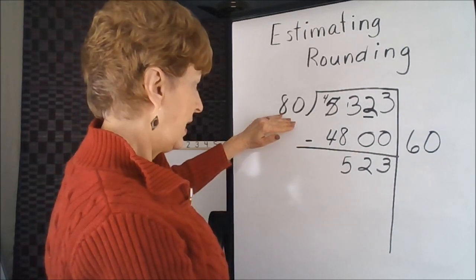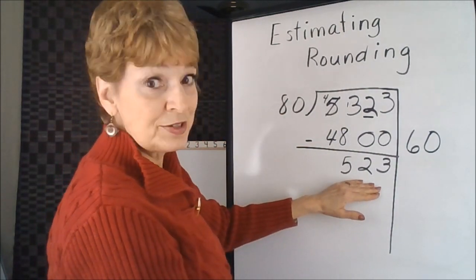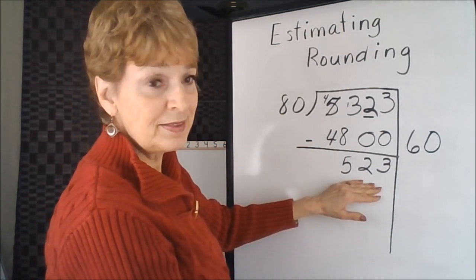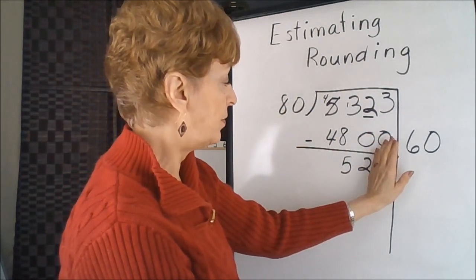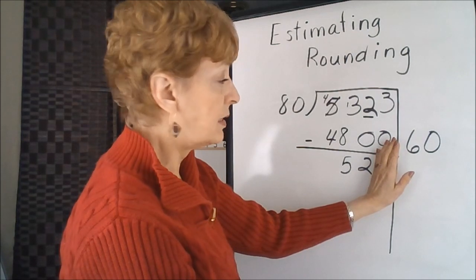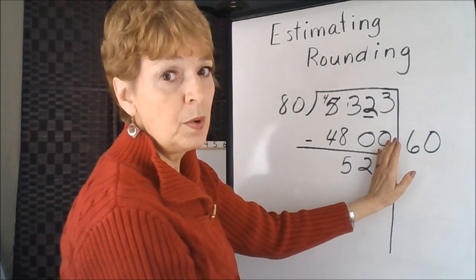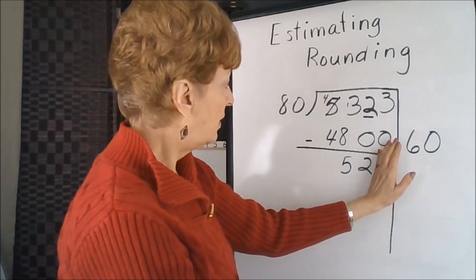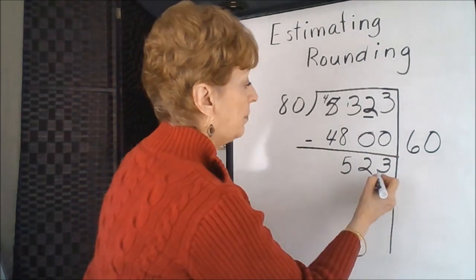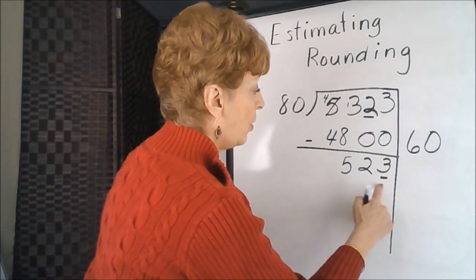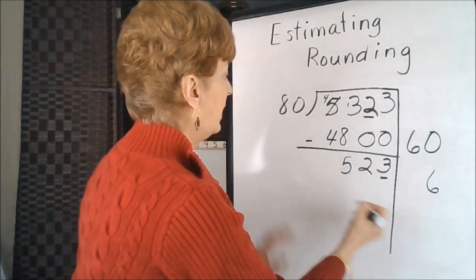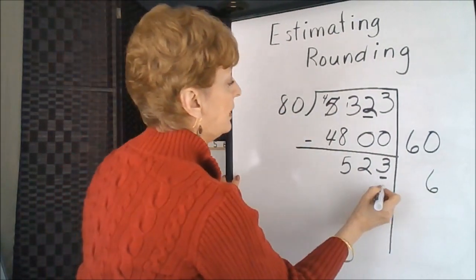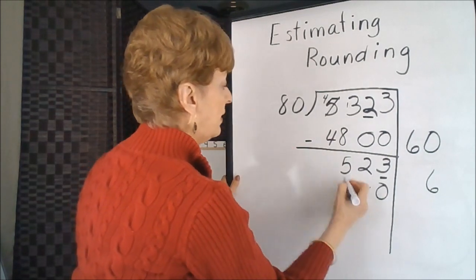Again, 80 goes into 523. Too hard to think about. But 8 goes into 5, no, 52. 8 times what is close to 52 without going over it? Well, a 6 again. But this time we were going into the whole entire number, so all we need is a 6. 6 times 0 is 0. 6 times 8 is 48.